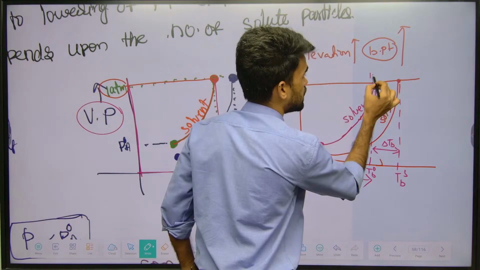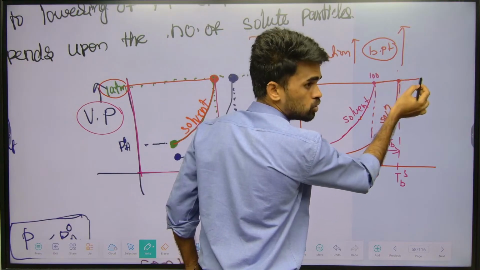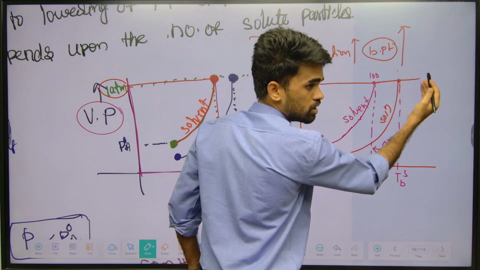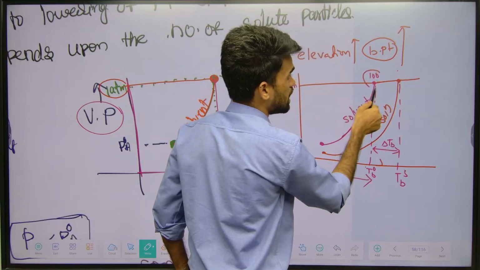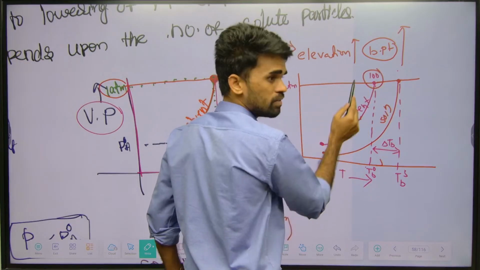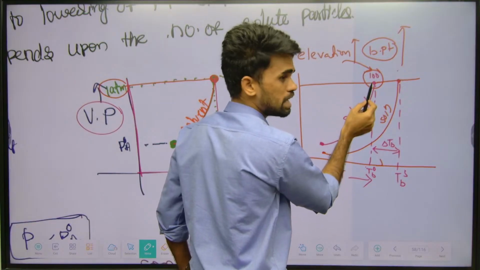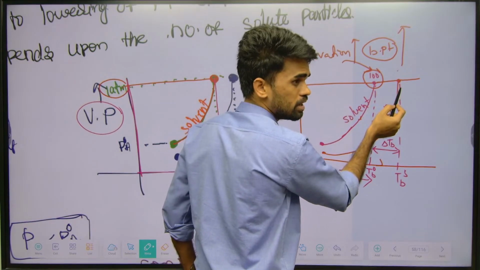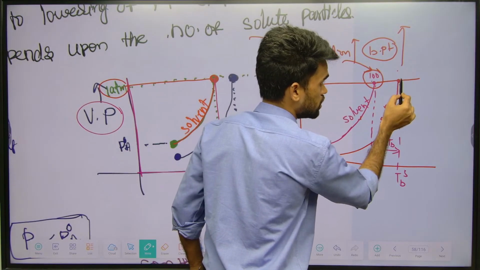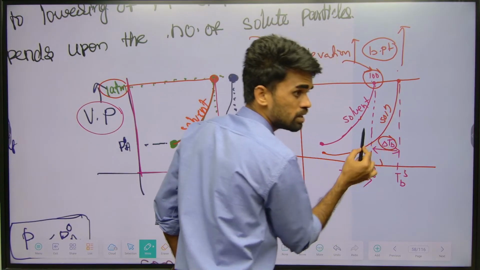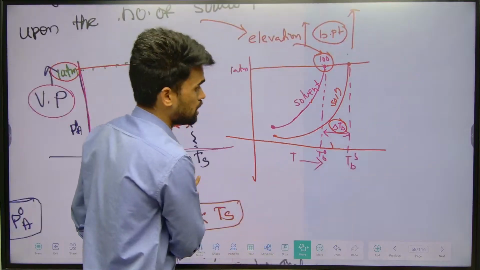Initially let us say 100 degrees. Now it is becoming 102. Increased or not? The boiling point of water is 100 degrees previously. That is the solvent. Now I am adding glucose, a non-electrolyte, non-volatile solute. What happens to its boiling point? It increases from here to here. So the difference is called what? Elevation in boiling point.